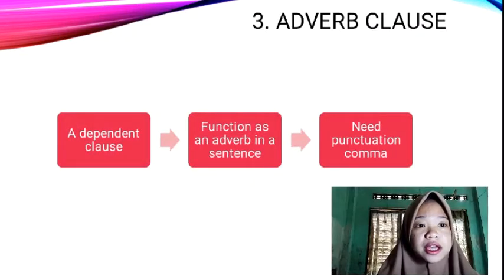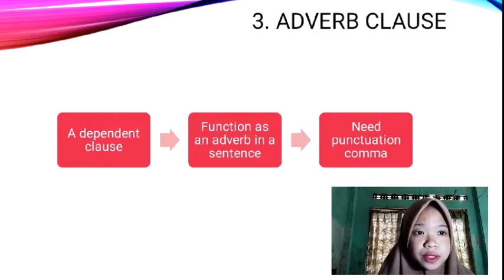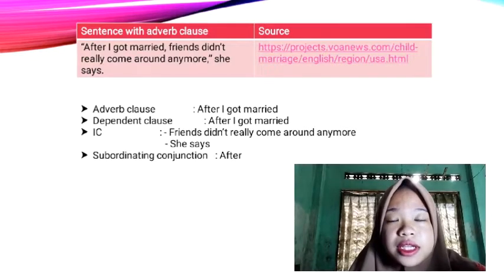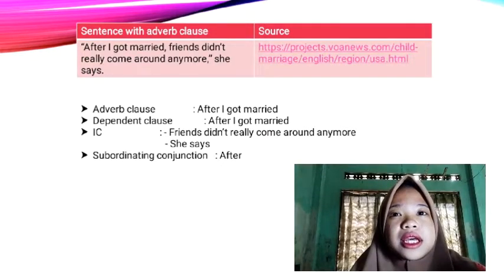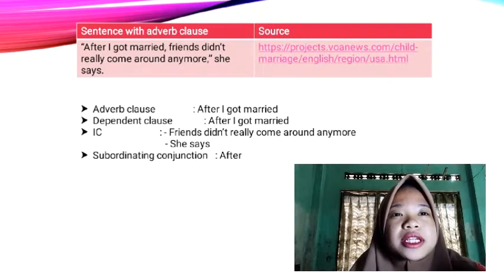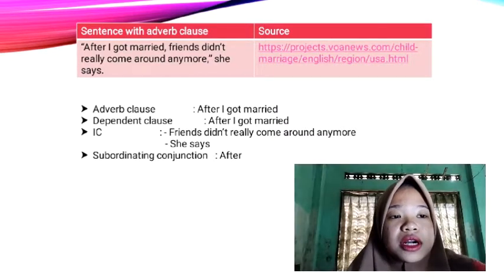So the next is adverb clause, a dependent clause that functions as an adverb in a sentence, and it needs a comma. And this is a sentence with an adverb clause. After I got married, friends didn't really come around anymore, she says. The adverb clause is after I got married, and it is also a dependent clause. And the independent clause is friends didn't really come around anymore, she says. And the subordinating conjunction in here is after.